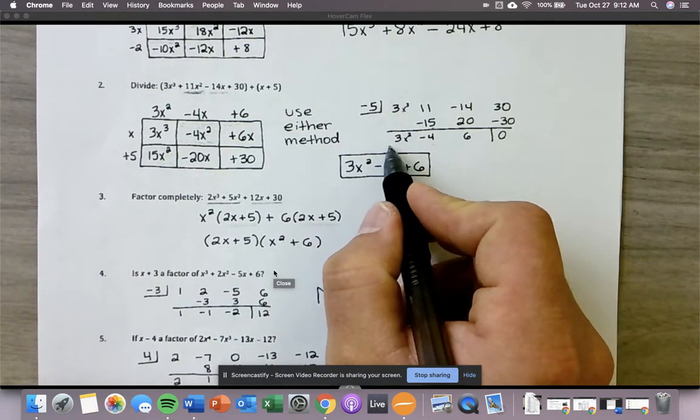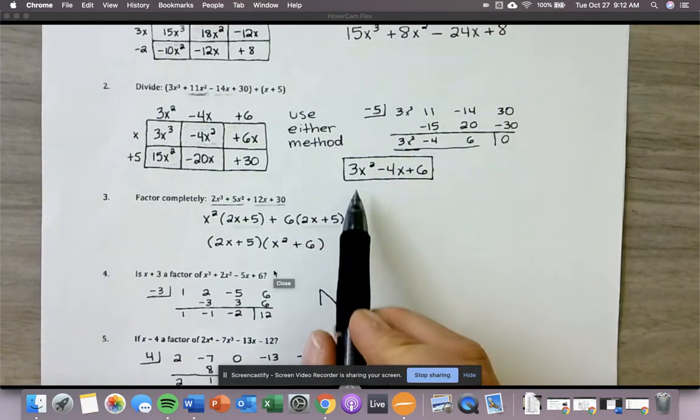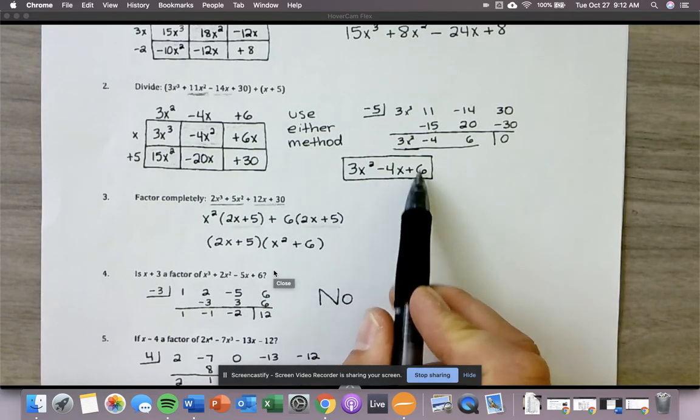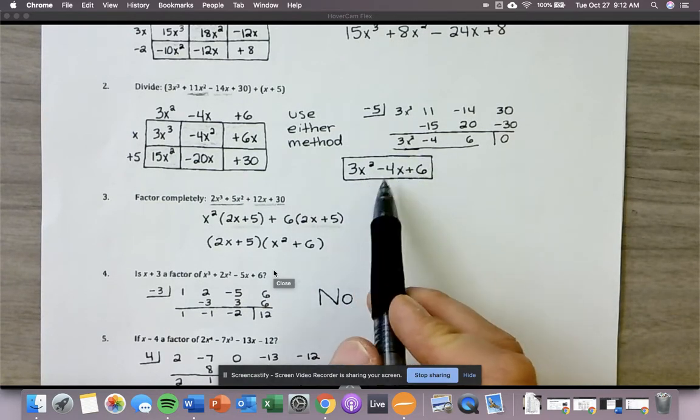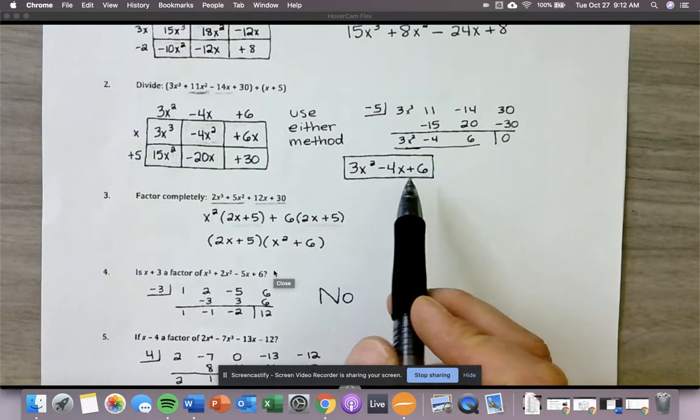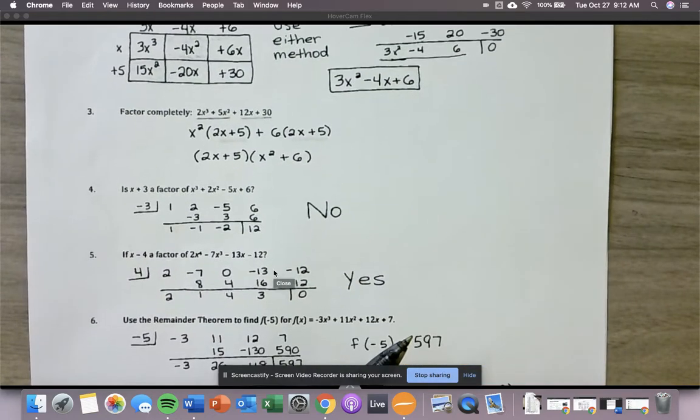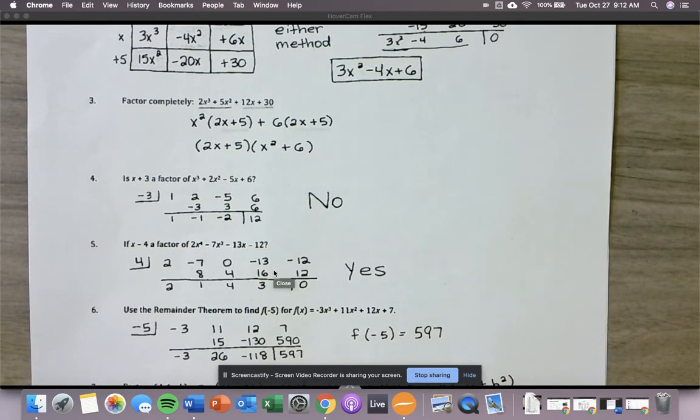Right, so these numbers on the bottom here, they represent the coefficients. Right, we have 3x squared minus 4x plus 6. Right, next we go into factor by grouping.